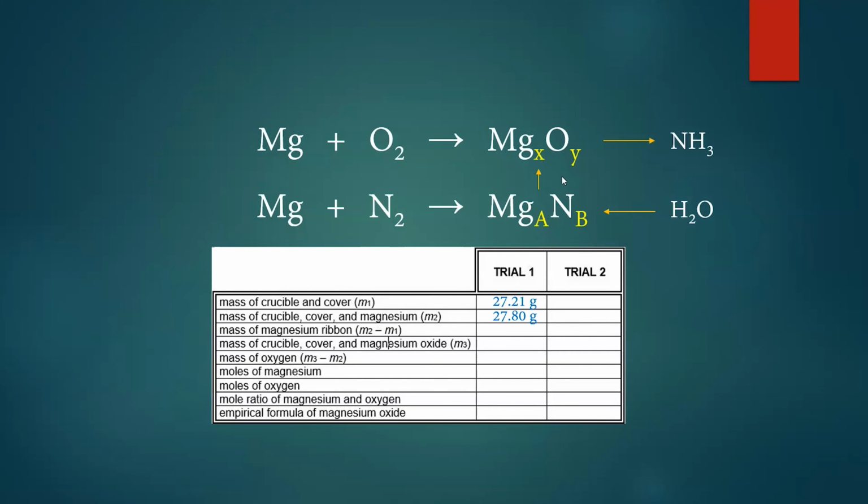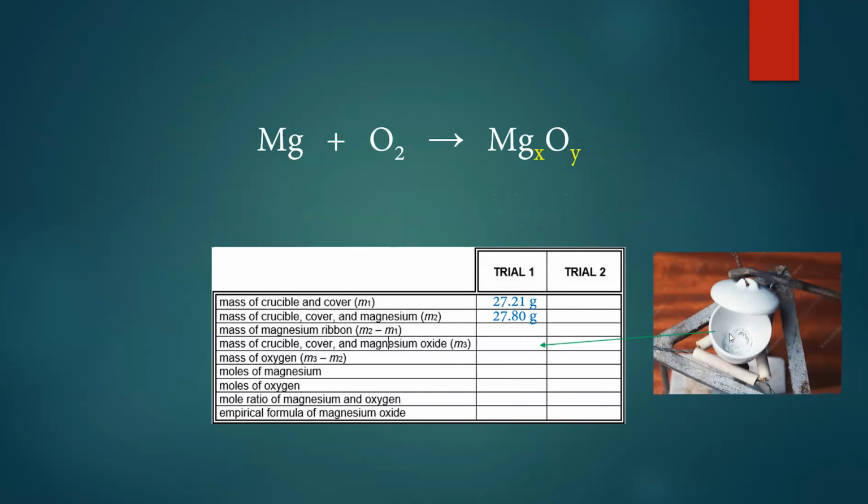Now, because we've added water to it, the magnesium oxide is wet and there's extra mass from the water, so we'll want to bake the crucible dry, and once it cools off, we can then get our final mass. So here we have our crucible and cover with our dry magnesium oxide, and we can simply weigh that and record that value, and that gives us our final mass.